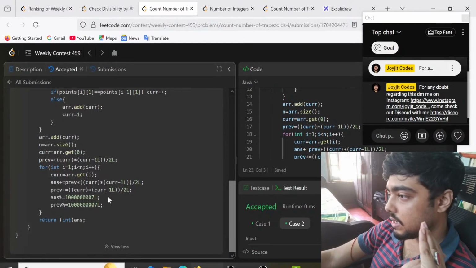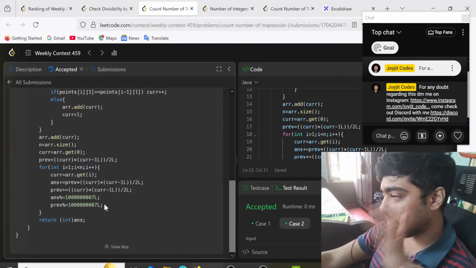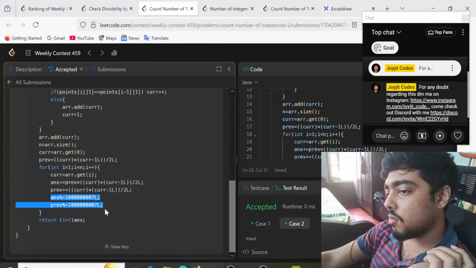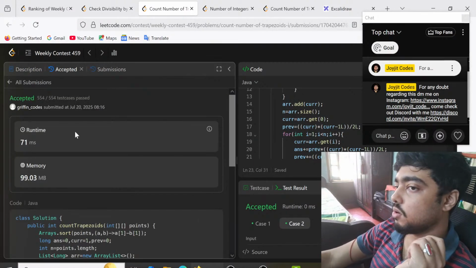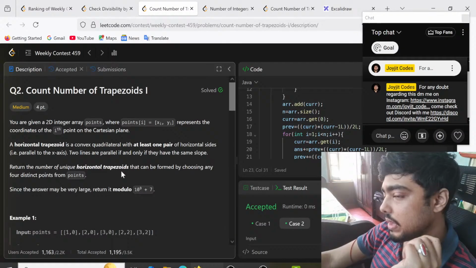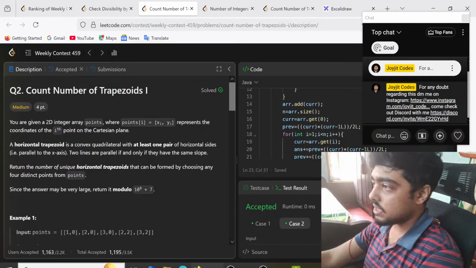Now we are going to encounter a different variable, and this is just for the modulo, because it was given that the value may be very large, so you have to go with some modulo stuff. Okay, so any doubt regarding this? Anyone?